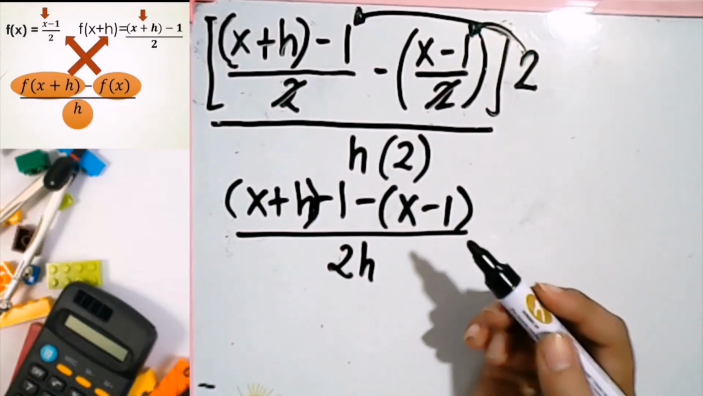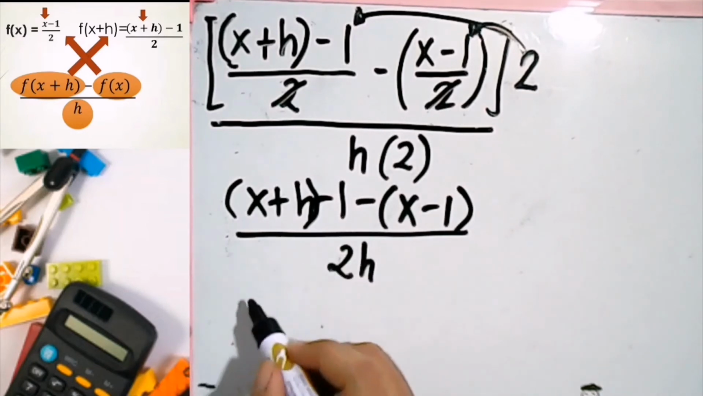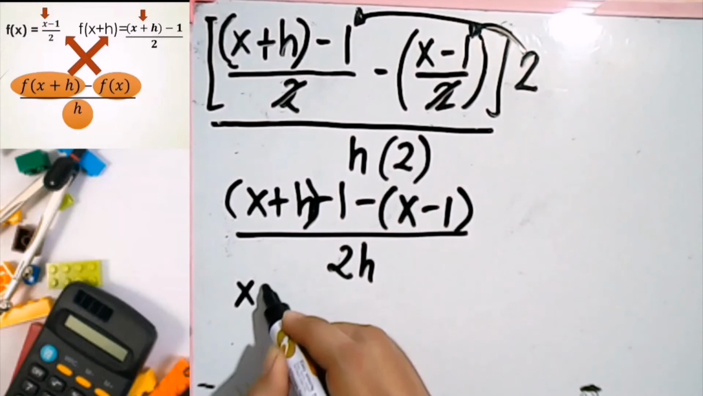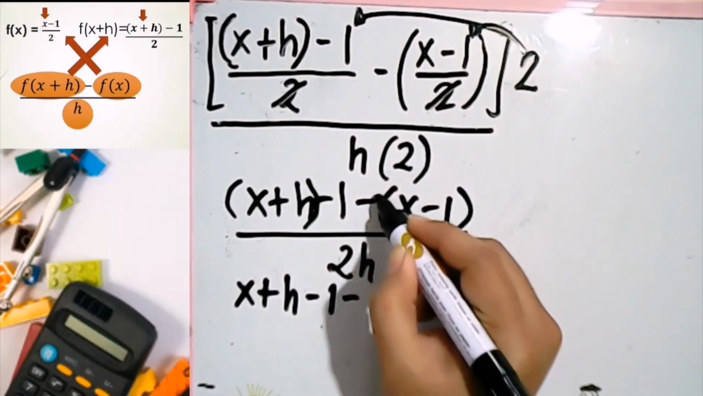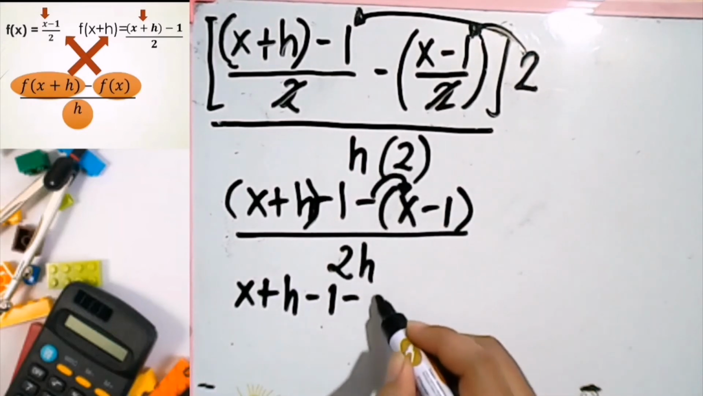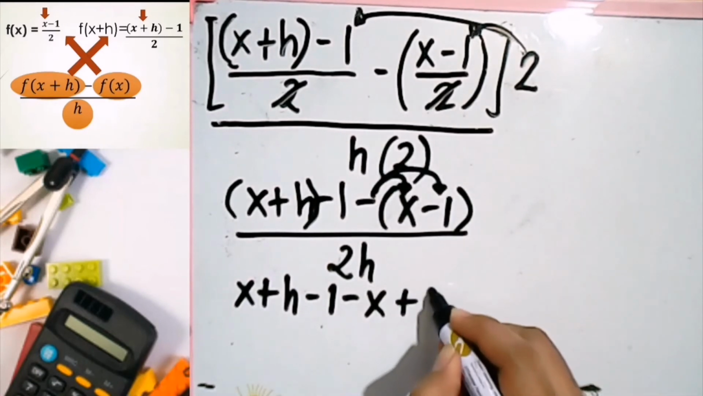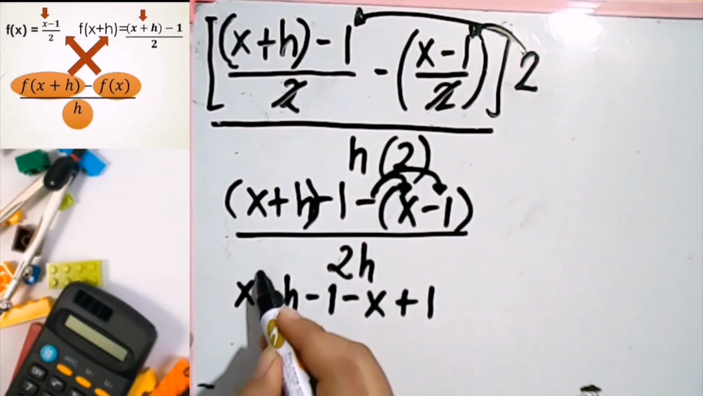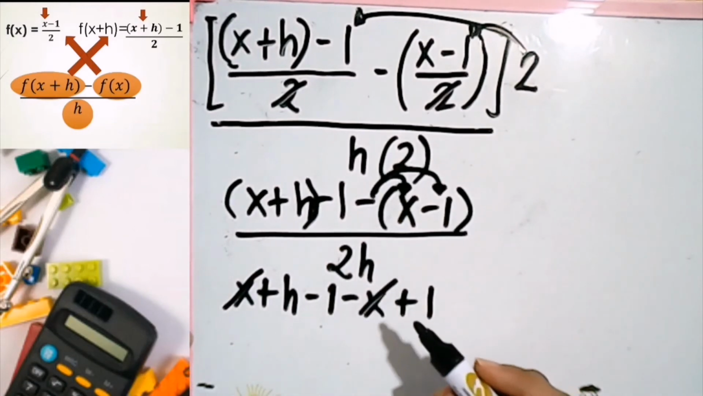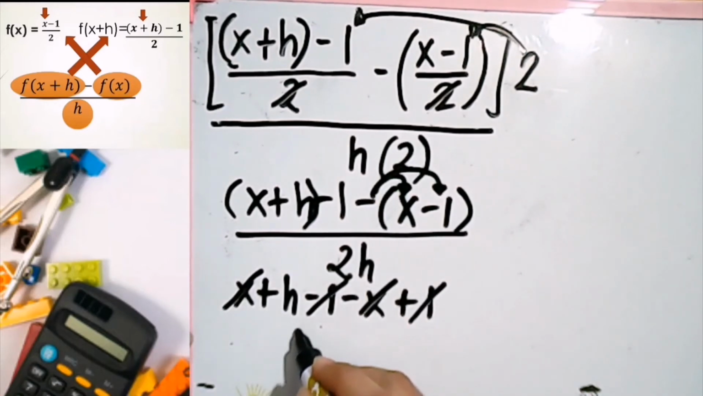Now, we are gonna simplify, but first we need to distribute the negative. So this will become x plus h minus 1 minus, because we need to distribute the negative sign, x, and then minus, it becomes positive 1. And then combine like terms. So as we can see, we can cancel out x and negative x, negative 1 and positive 1. Therefore, it will become h all over 2h.